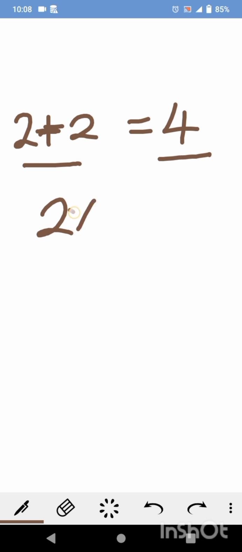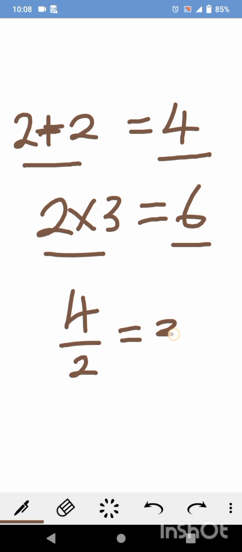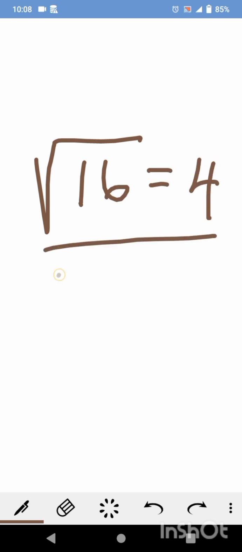And then 2 times 3 is equal to 6. This is an equation because the left-hand side and the right-hand side are equal to each other. Then 4 divided by 2 is equal to 2. It's still an equation. And of course, 2 raised to power 2 is equal to 4. This is also another equation. So we can also have the square root of 16 is equal to 4. This is also another equation, alright? Because both the left-hand side and the right-hand side are equal to each other.